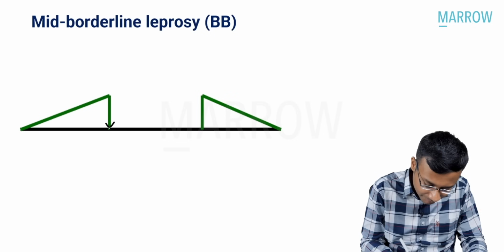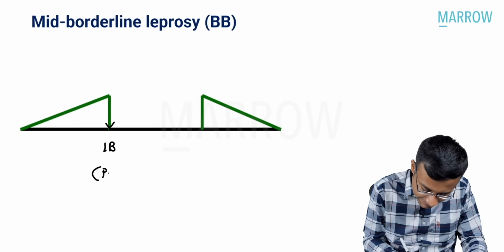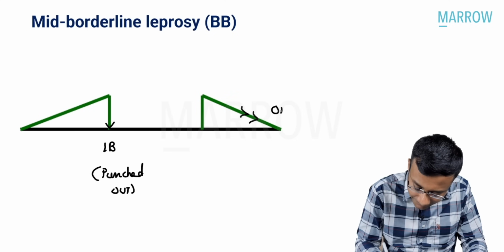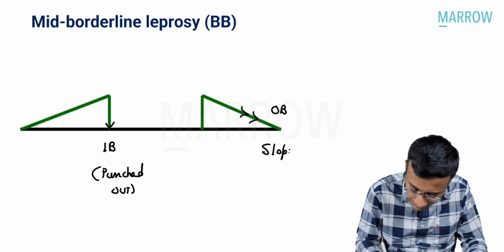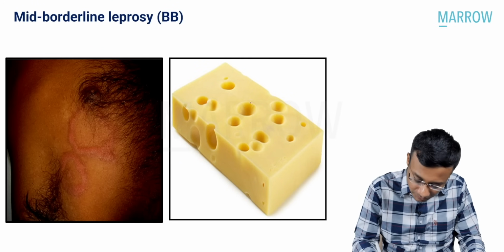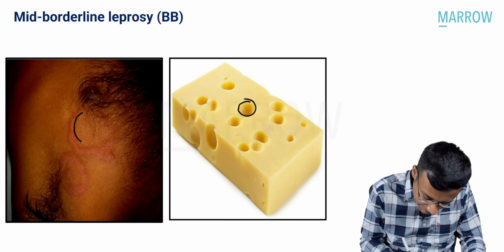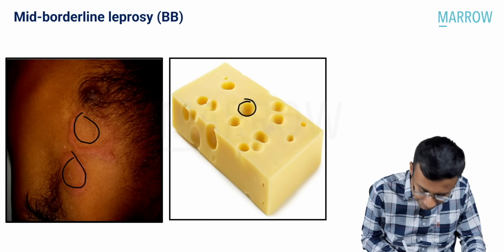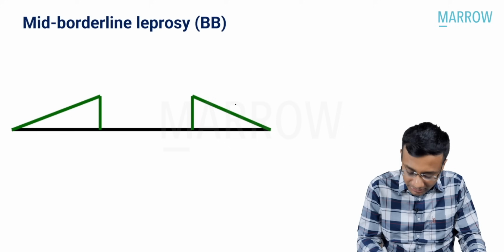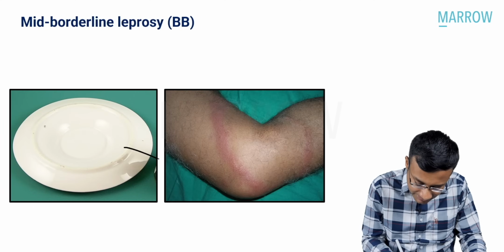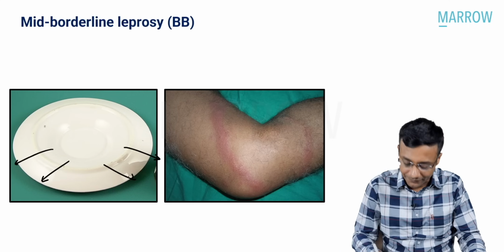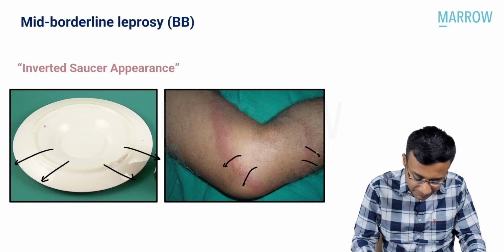You have an inner border, which you can see is punched out. And you can see the outer border of the lesion is sloping. So inner border is punched out, outer border is sloping. The punched out inner border is compared to Swiss cheese appearance, which is well defined and represents TT, whereas the outer margin, which is sloping outwards, is compared to the outer sloping margin of an inverted saucer. That's why this is referred to as inverted saucer appearance.